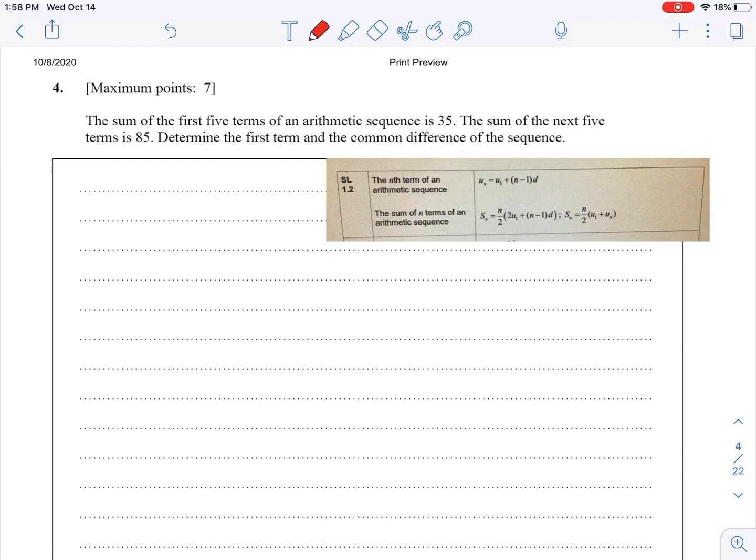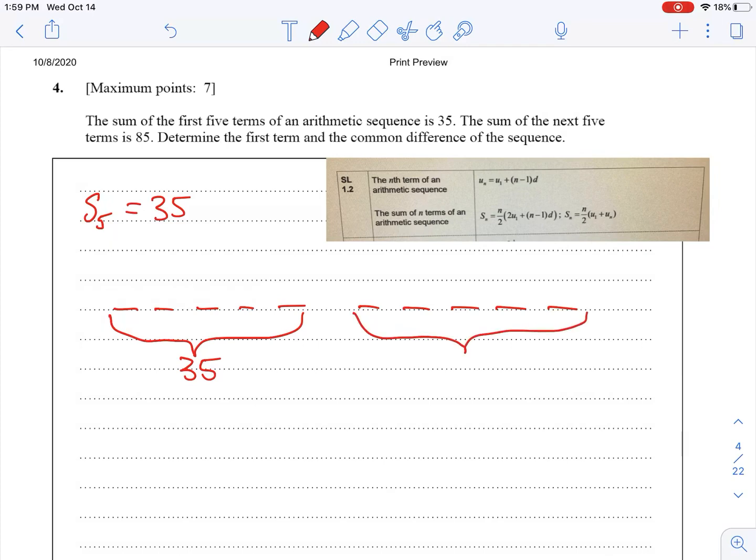The sum of the first 5 terms of an arithmetic sequence is 35. Maybe let's just make a note of that. Sum of the first 5 terms is 35. And then the sum of the next 5 terms is 85. Well, if we think of that in a diagram, I always like to draw a diagram, think about what's going on. There's my first 5 terms, and they add up to 35. These next ones add up to 85.